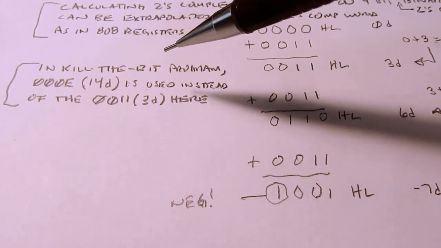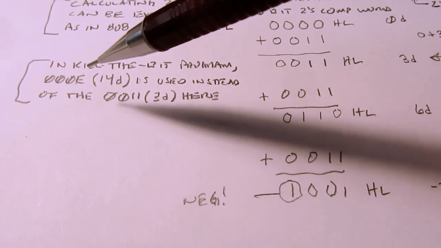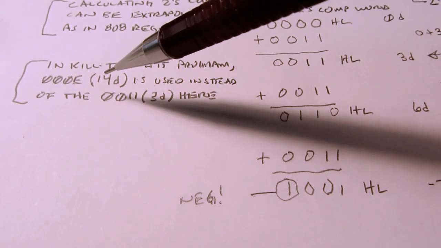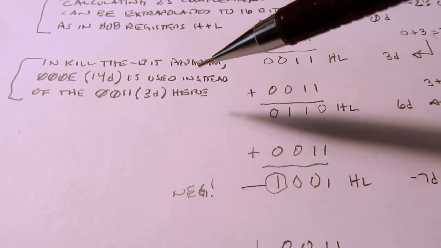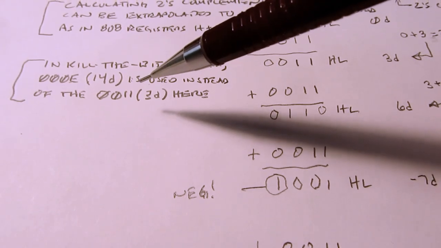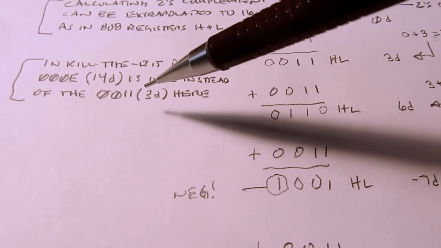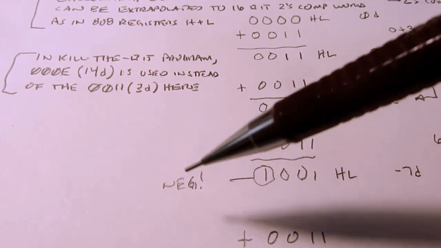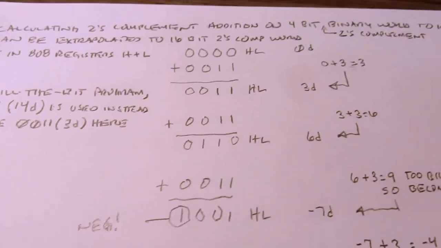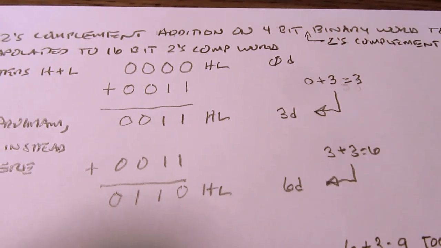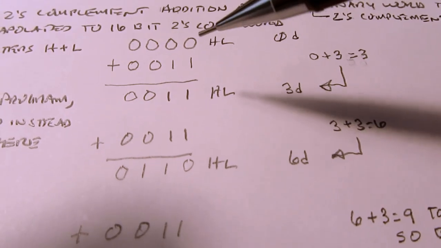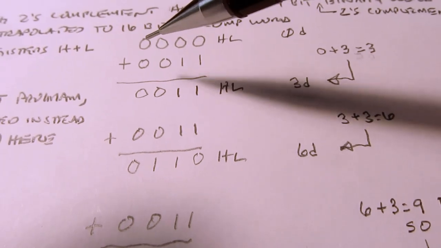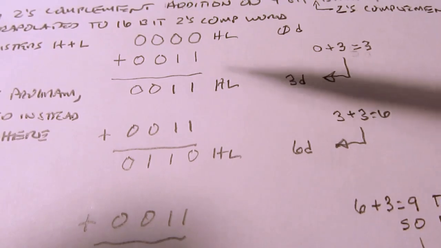And in the kill the bit program, the default increment value or increase value is hexadecimal 000E, which is 14 decimal. In this example, just to keep it simple, I'm only incrementing by a value of 0011 binary, which is 3 in decimal. So we're starting with 0, we're adding 3 each time. Every iteration we're adding 3. So let's just look at it in binary. Now to do this math, you really can just follow normal binary addition rules. You just have to keep in mind that the most significant digit is a sign, not a numerical value.